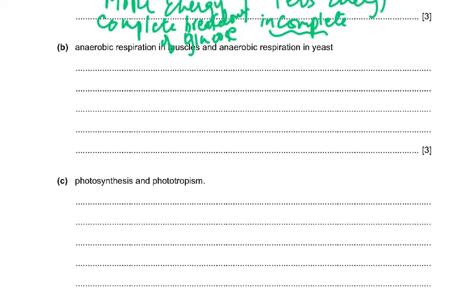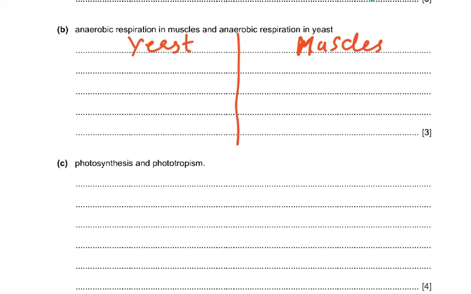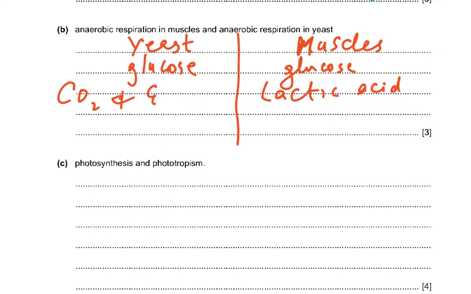Then coming on to the B part of the question, they've asked you about anaerobic respiration in muscles and anaerobic respiration in yeast. So the B part asks for a comparison of anaerobic respiration in muscles and yeast. I would do a column like this, or you can even do it the other way around, whichever you like. Glucose in both. Here in muscles, lactic acid will be produced, while in yeast, carbon dioxide and ethanol will be produced.